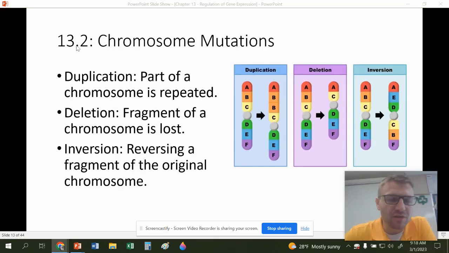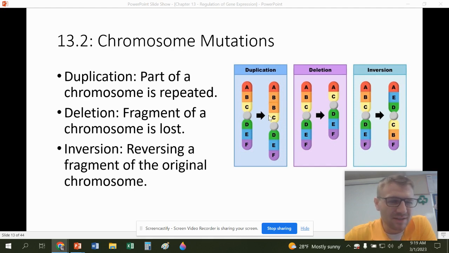All right, I'm going to quickly go over 13.2, which is about chromosome mutations. These occur when there are larger scale mutations that we find in chromosomes, not just a single or a couple nucleotides. And again, they sound exactly like what they do. Duplication, you can see part of the chromosome is repeated. You can see in a duplication mutation, you get a second B section.